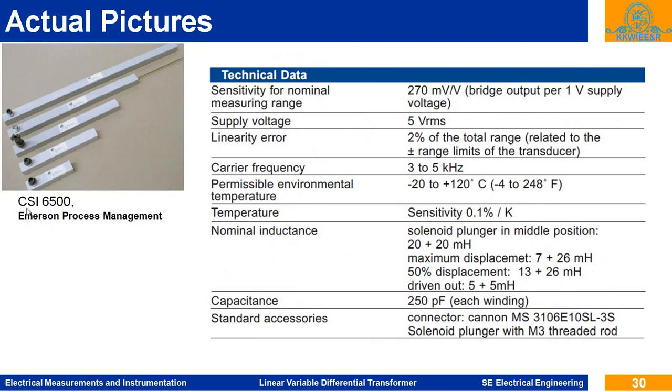This is a CSI 6500 immersion process management, and these are the technical specifications. Sensitivity, nominal measuring, 270 millivolt per volt per mm, supply voltage 5 volt RMS, linearity error 2% of the total range, meaning full scale, then carrier frequency 3 to 5 kilohertz, permissible environmental temperature -20 to +120 degrees centigrade, temperature sensitivity 0.1% per Kelvin, nominal inductance, capacitance, and standard accessory.